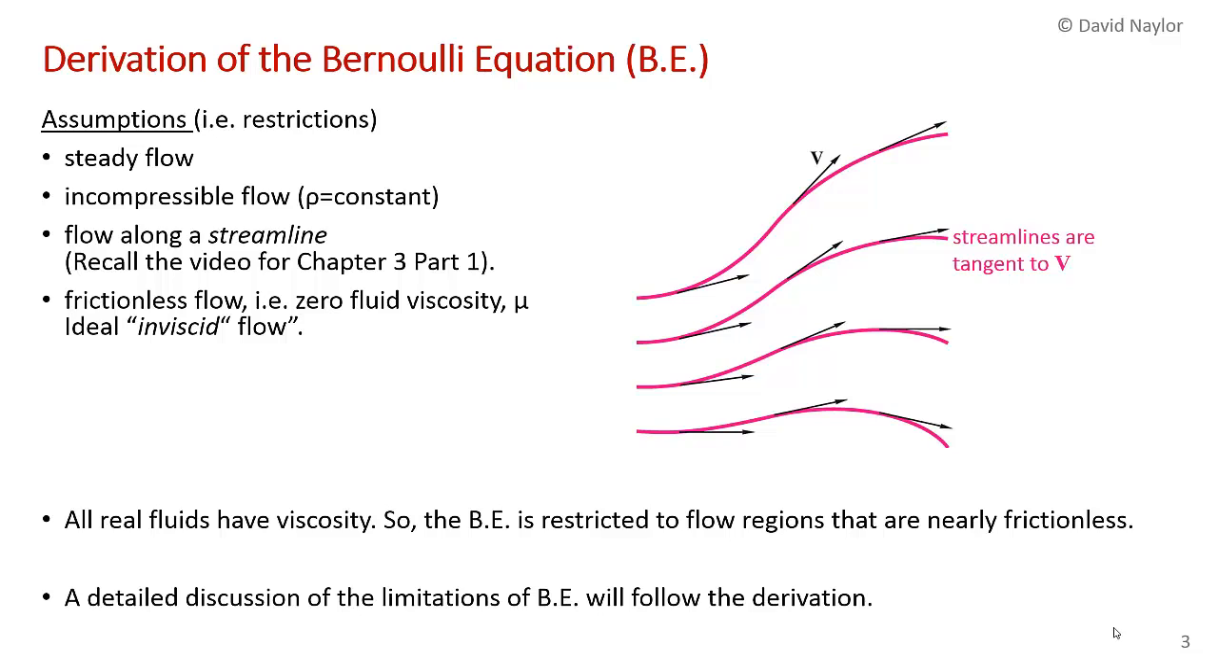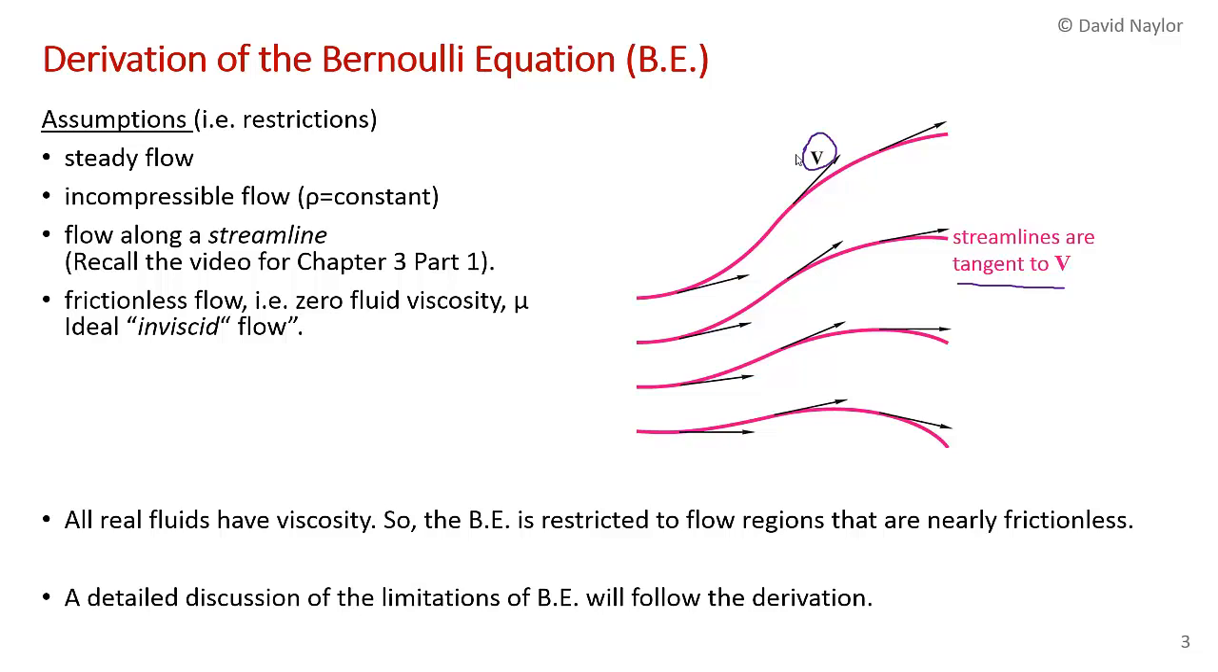So remember what a streamline is? I've drawn here over on the right-hand side a number of streamlines. And remember, streamlines are lines drawn through the flow field such that the streamlines are always tangent to the velocity vector. So no flow crosses a streamline. If you don't recall this, you might want to go back and have a look at the video for Chapter 3, Part 1, where we talked about flow visualization and streamlines.